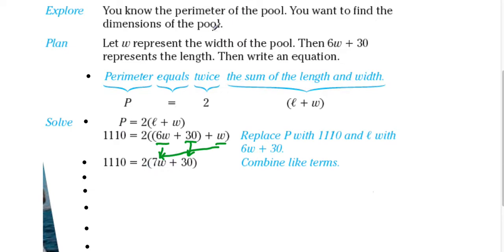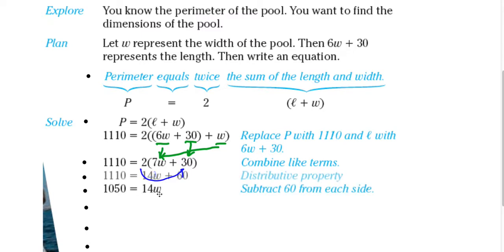Again, we use the distributive property. We distribute 2 to 7W, distribute 2 to 30. We end up with 1,110 equals 14W plus 60. And then, what do we do next? We subtract 60 to both sides.